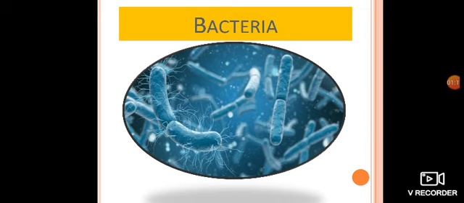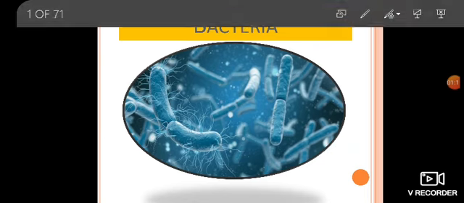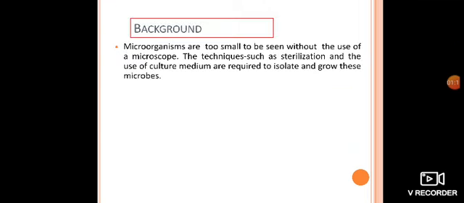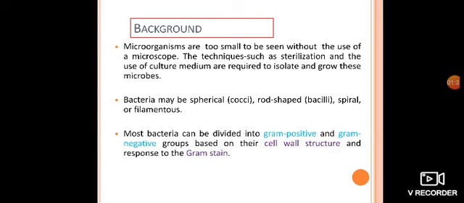Okay, so bacteria have different types of properties: their size, shape, and structure. In this topic we are going to discuss all those points. Before starting, initially we have to know the background behind the microscope, regarding microorganisms or bacteria. Microorganisms are too small to be seen without the use of a microscope. Already we have discussed that point. Second point, techniques such as sterilization and the use of culture medium are required to isolate and grow these microbes.